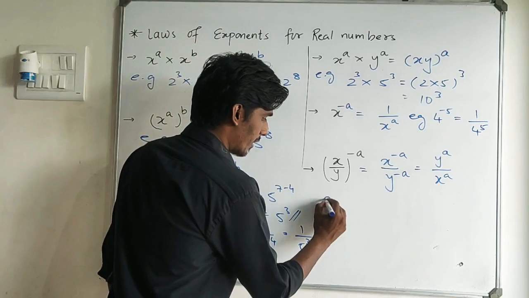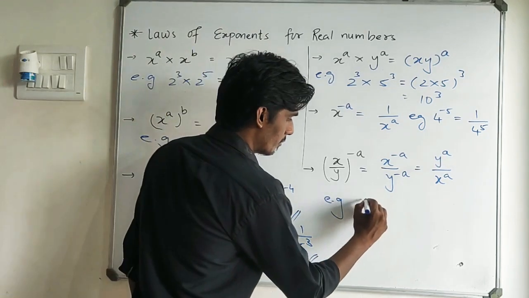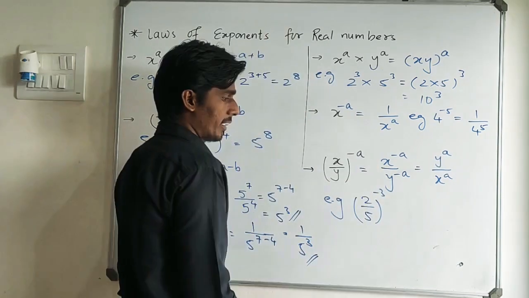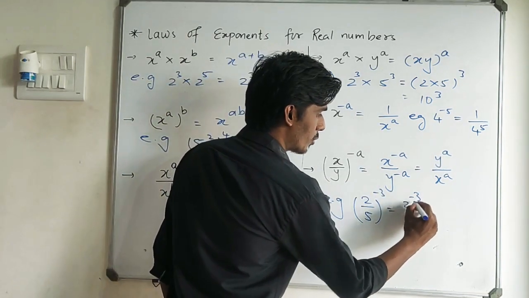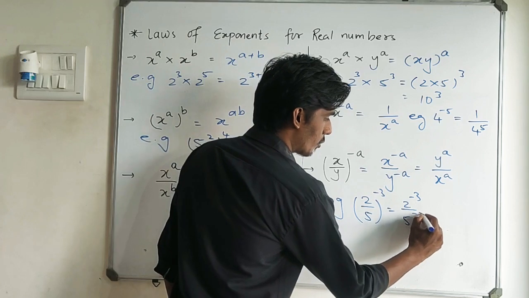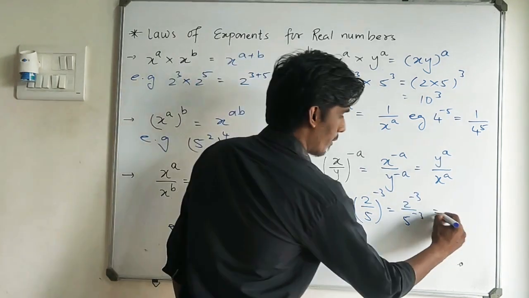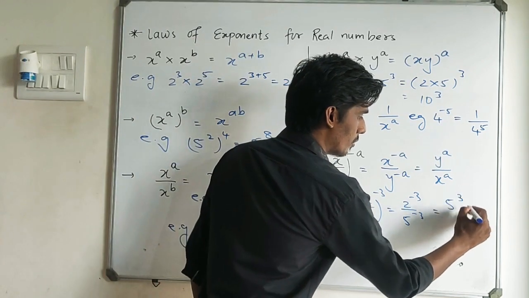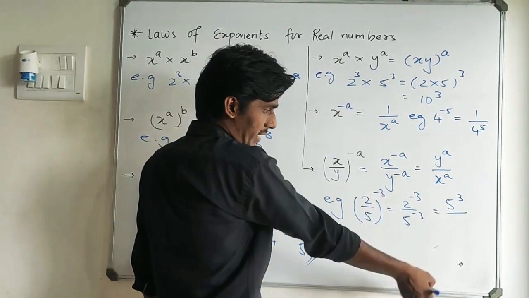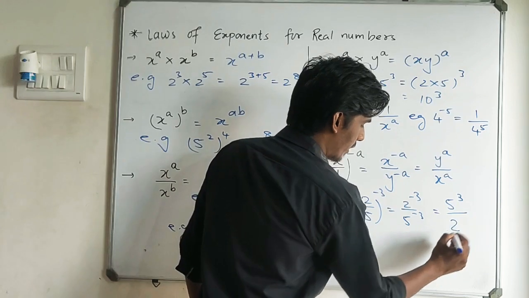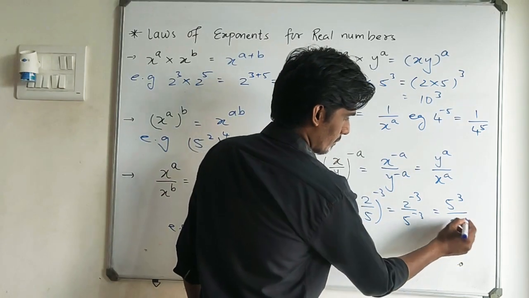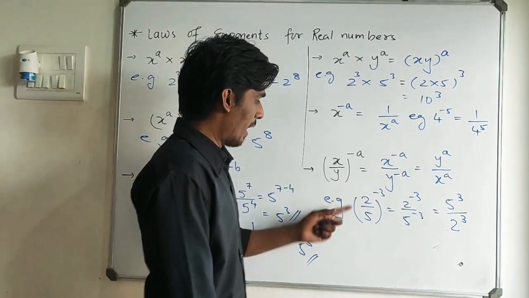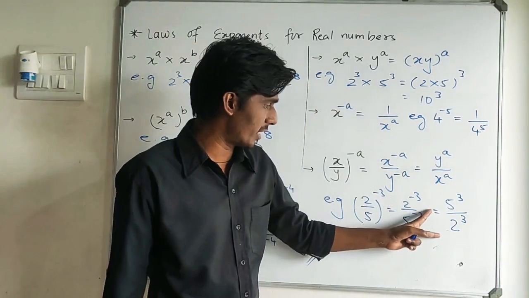Then for example, if I write 2 by 5 raised to minus 3, what does it mean? 2 raised to minus 3, 5 raised to minus 3. अब 5 raised to minus 3 को ऊपर लाऊंगा तो क्या होगा, 5 raised to 3. And if I take 2 raised to minus 3 in the denominator, it's 2 raised to plus 3. तो यहां पे जो नंबर था एग्जैक्टली उसका पोजीशन चेंज हो गया.